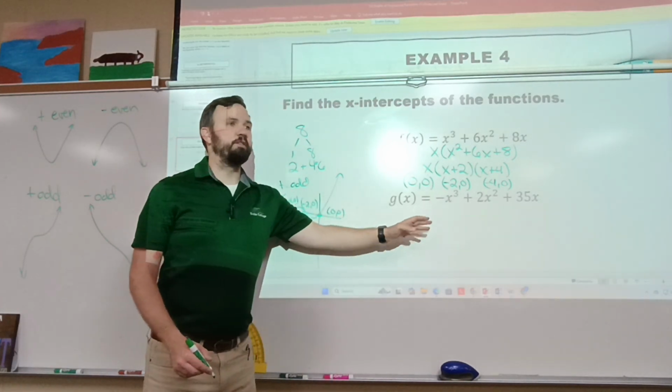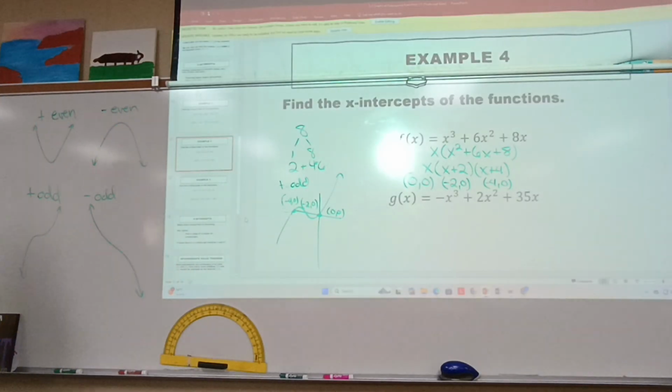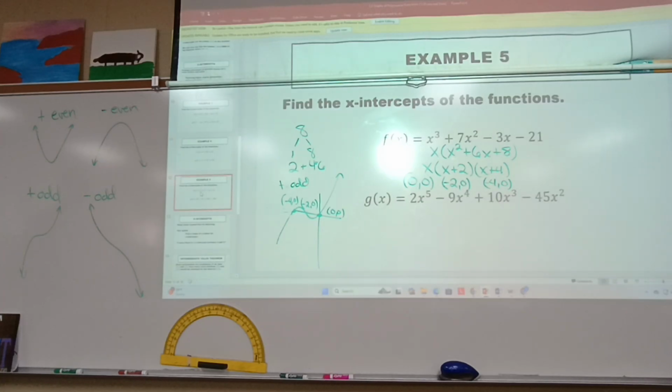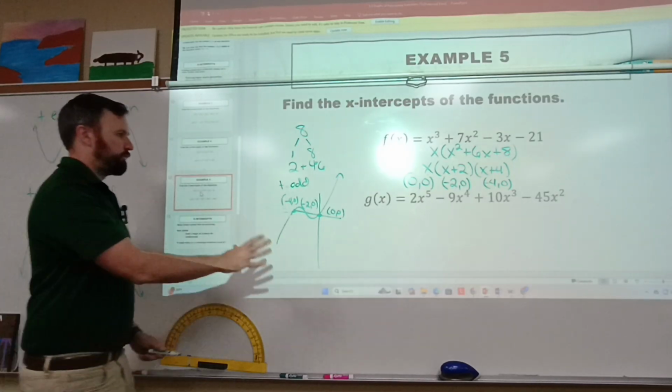This one you're going to do the exact same way. You'd pull an x out and then factor it. Okay? Pull an x out and then factor it. If you'd like to see that one, you can watch it. I do want to spend some time on this one.